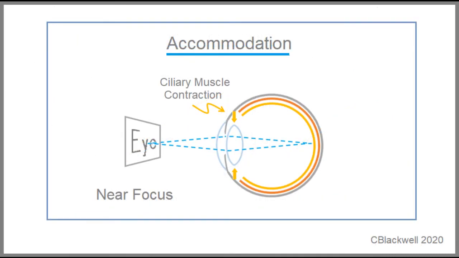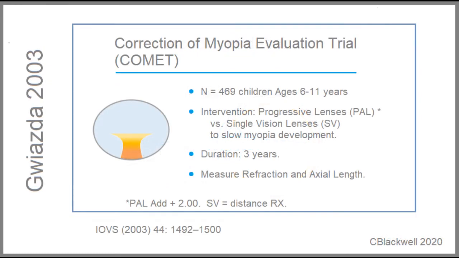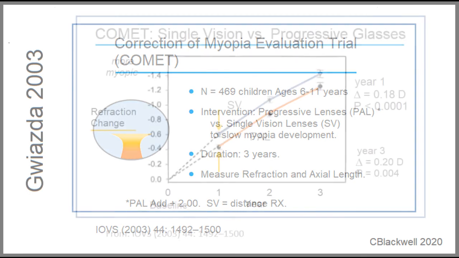The second treatment strategy starts with the simple idea that if reading and near work are the cause of myopia, it is logical to look at the effort of accommodation as the cause. Therefore, if you use reading glasses or bifocals to reduce or eliminate the effort of accommodation, that should reduce the development of myopia. The well-known COMET study used progressive bifocals.